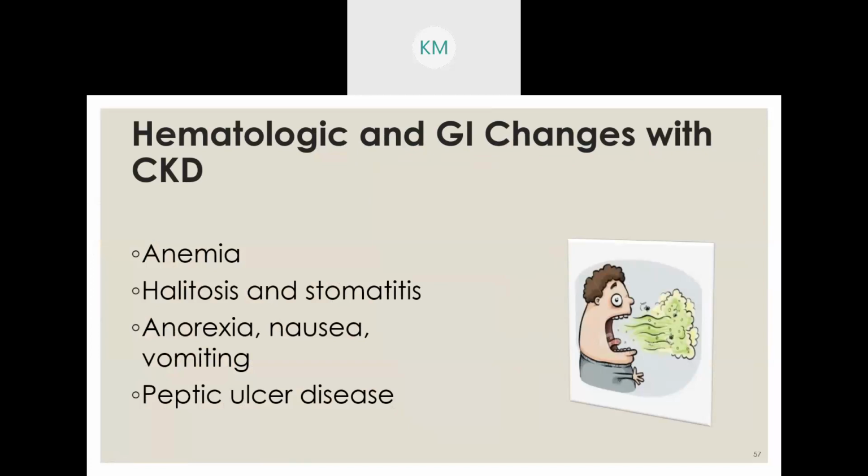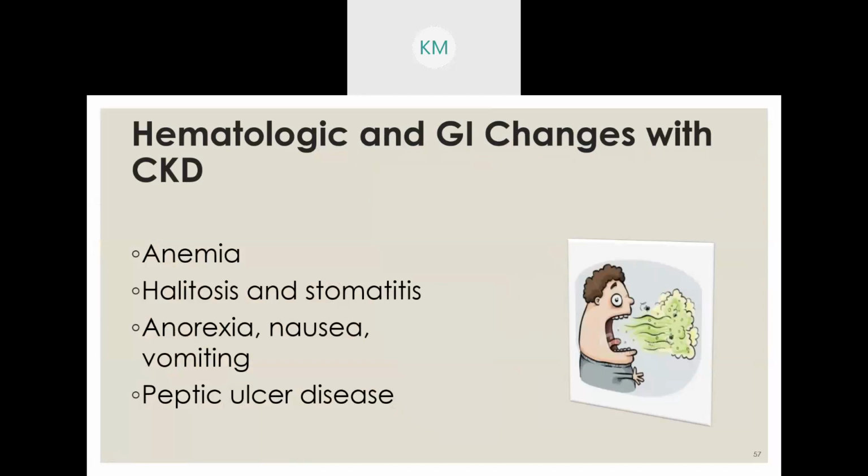Other changes, the causes of anemia include decreased erythropoietin levels, or EPO. That decreases the RBC production, the red blood cells. Decreased red blood cell survival happens, and increased bleeding as a result of impaired platelet function. Normal flora of the mouth changes with uremia. So the mouth contains an enzyme called urease, which breaks down urea into ammonia. The ammonia generated from this reaction causes halitosis and stomatitis.